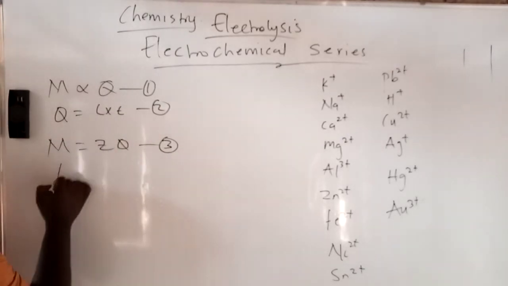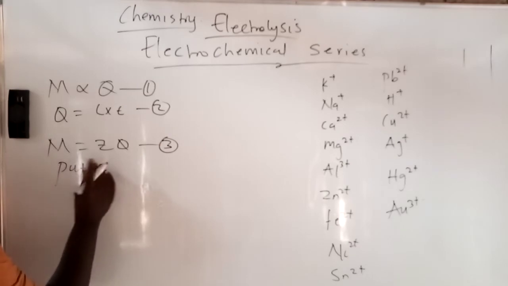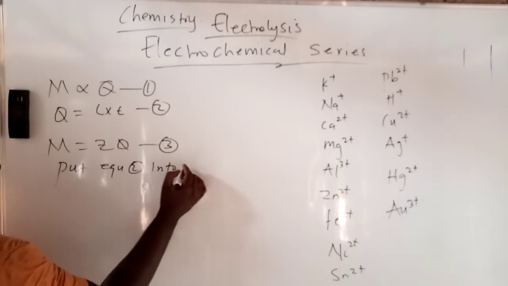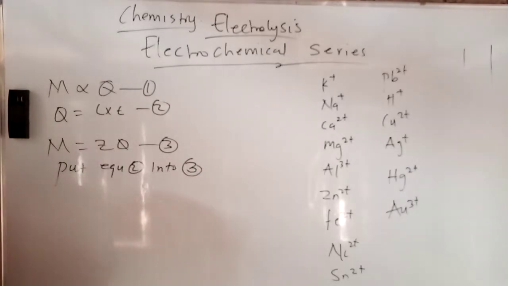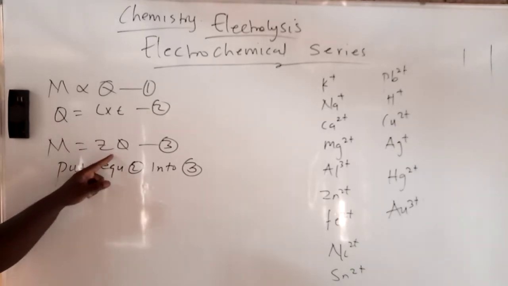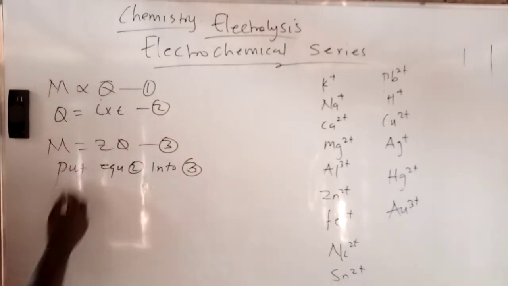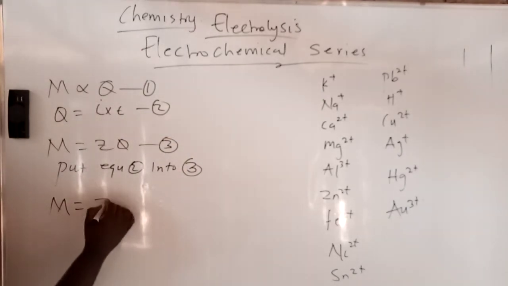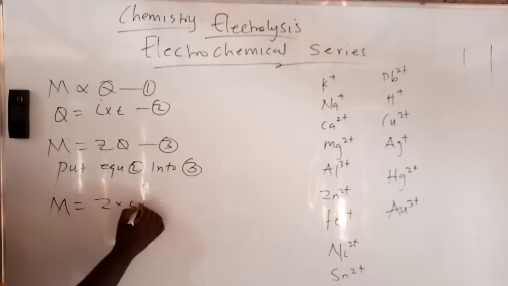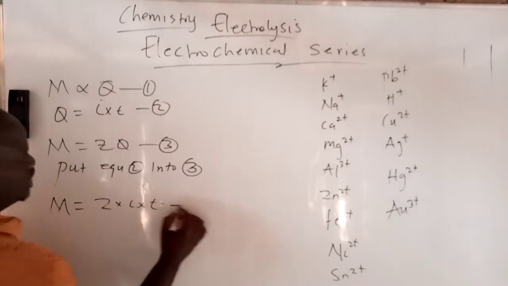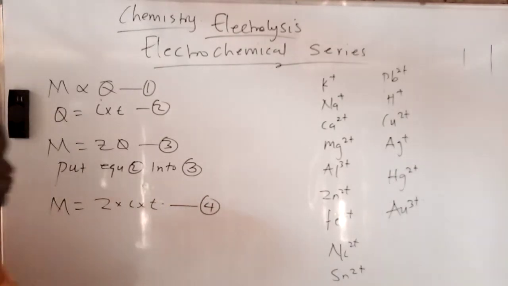But Q is current times time. So what I'm going to do is put equation 2 into equation 3. Whenever I see Q in equation 3, I'm going to replace it and put current times time. Then my equation will now change to Z times current times time. Are you now seeing it? I'll call this my equation 4.